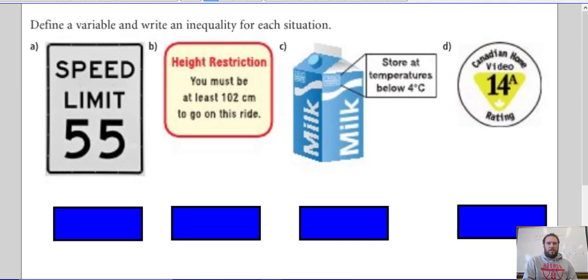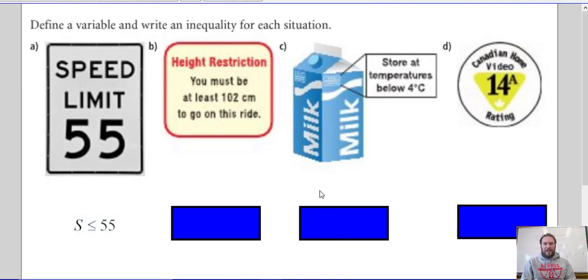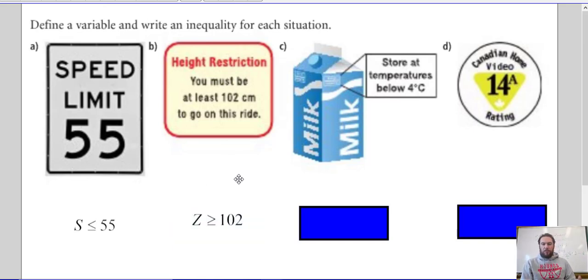So what do these things mean? Speed limit 55. What does that mean? It means that we're allowed to be less than or equal to 55. So I can drive 55 kilometers per hour when I'm on the road, but I could also drive 50 or 45, right? I'm not allowed to go over, but I can be under, right? You must be at least 102 centimeters to go on a ride, which means that your height has to be greater than or equal to 102.